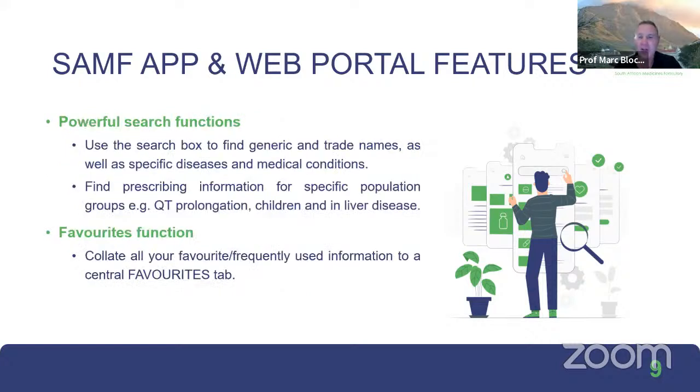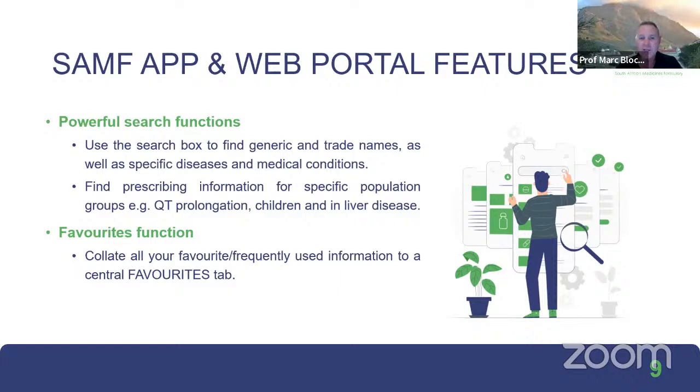Obviously, it's got a powerful search function. You're able to search in trade names as well as generic names. You can look up the diseases or certain medical conditions. So it's very easy to be able to find the information that you want. And you don't have to think of the medicine, for example. You can think of the clinical condition and then be reminded of the medicine that you may want to prescribe as well. Importantly, and essentially, there are special population prescribing, for example, in children, liver and renal disease, and medicines that cause QT prolongation and the risk of torsade at your fingertip.